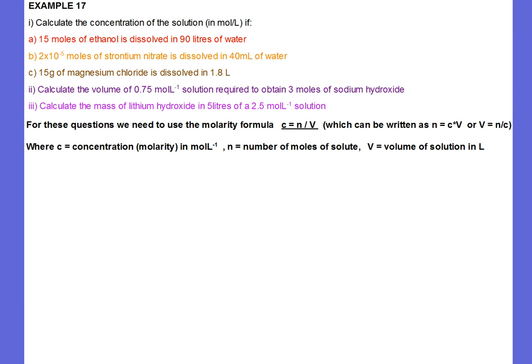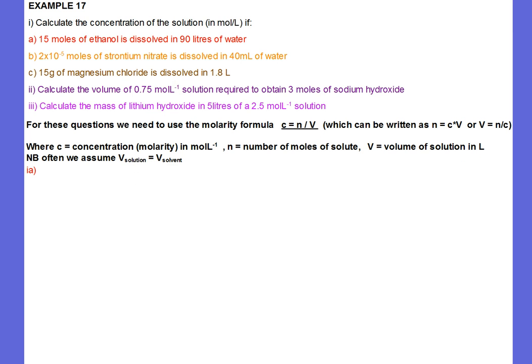Wherever we write C, we mean concentration or molarity in moles per litre. N stands for number of moles of solute, and V is the volume of the solution in litres. Don't forget, you've always got to use litres in these particular calculations. We often assume in these questions that the volume of solution is just equal to the volume of solvent when we're doing the V for volume here.